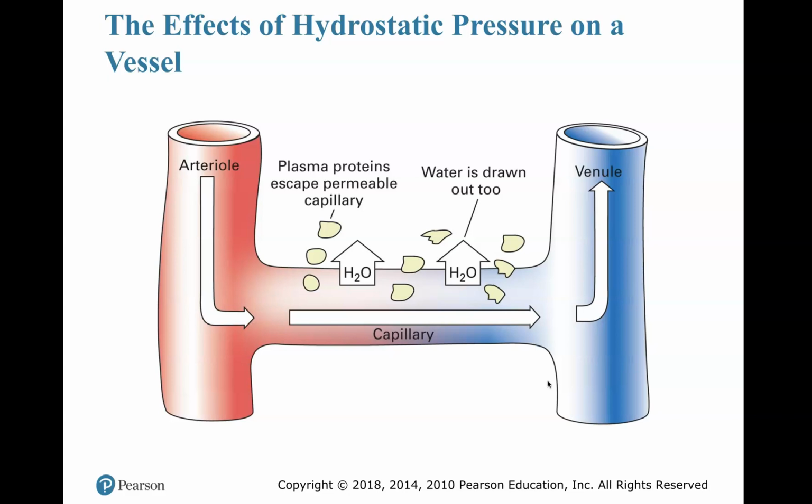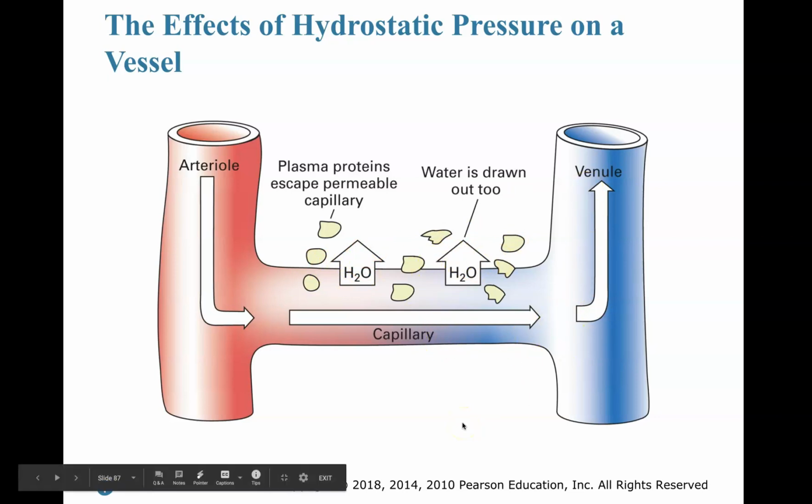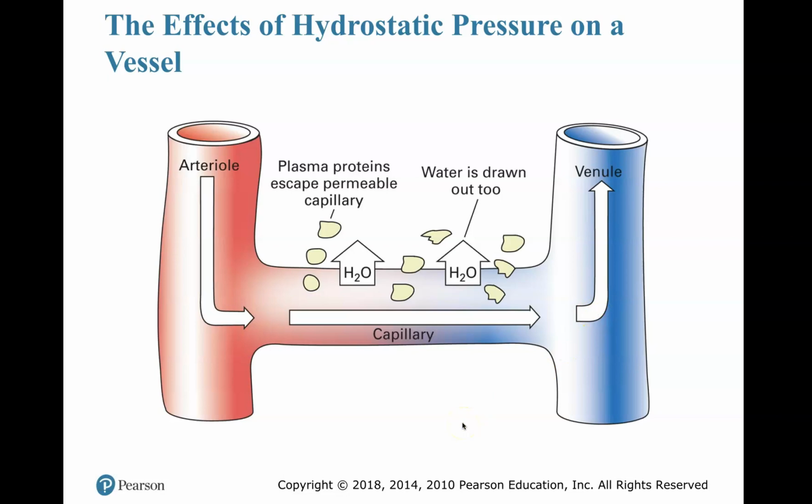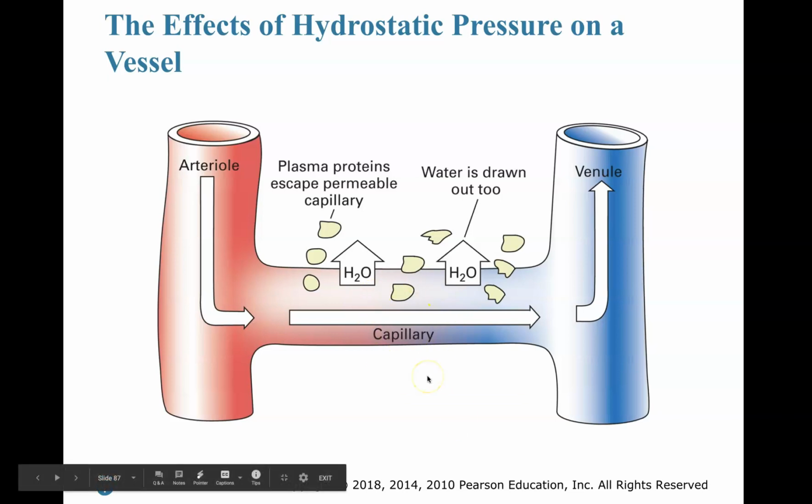Okay, so the effects of hydrostatic pressure on a vessel. We have on the left the arterial going into the capillary right here. The plasma proteins escape the permeable capillary. Also water is drawn out and then it goes back to the venule. Some of it is going to escape, but too much hydrostatic pressure is going to cause a lot of it to escape, and we don't want that. If you think about a lot of water escaping from here, you might be thinking about dehydration, things like that.